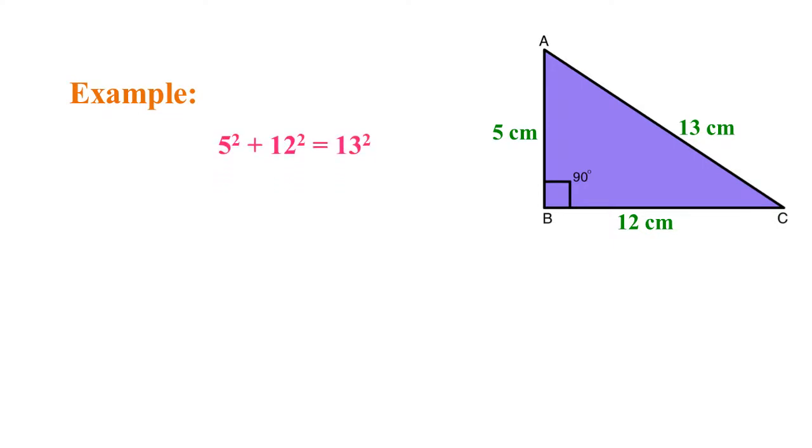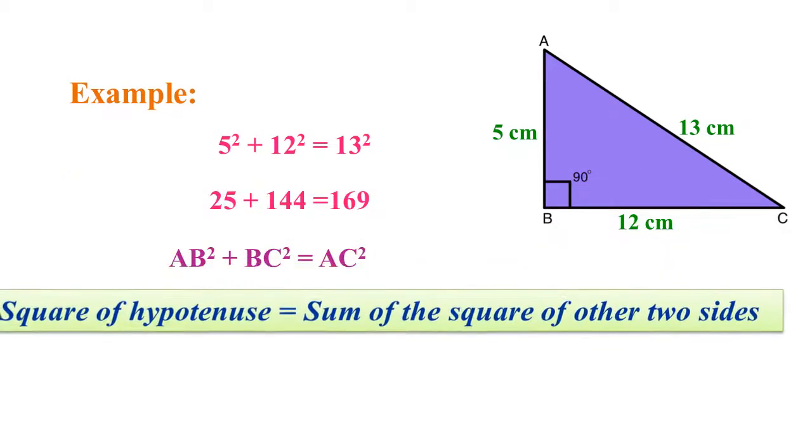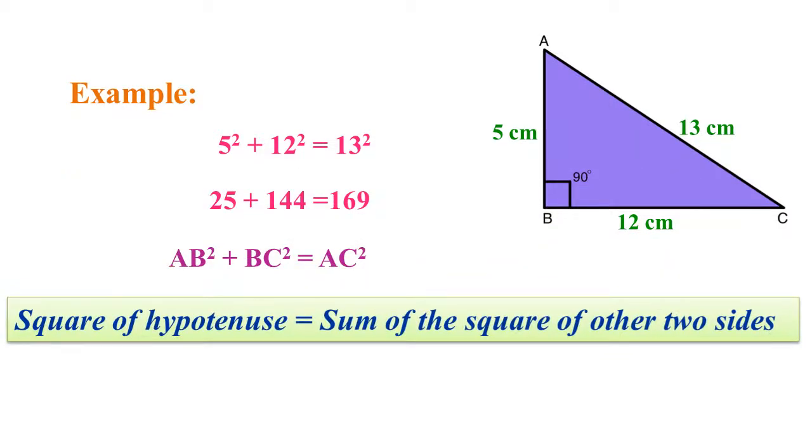A squared plus B squared equal to C squared. So 5 squared plus 12 squared equal to 13 squared. 5 squared means we can write 5 two times. 5 5s are 25 plus 12 squared means 12 12s are 144 equal to 13 13s are 169. Therefore, AB squared plus BC squared equal to AC squared based on the figure. Therefore, square of hypotenuse equal to sum of the squares of the other two sides.